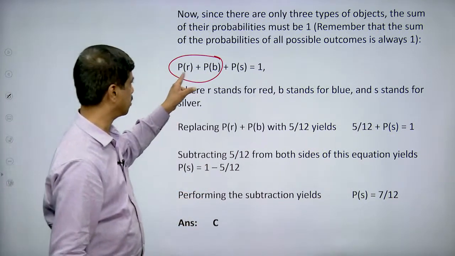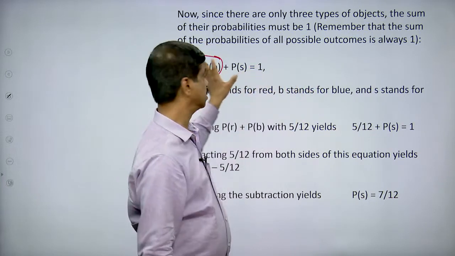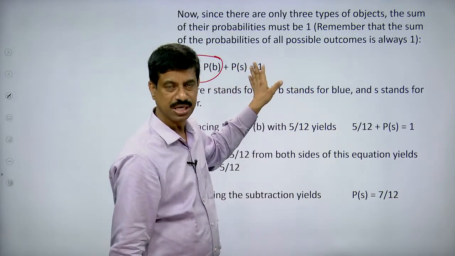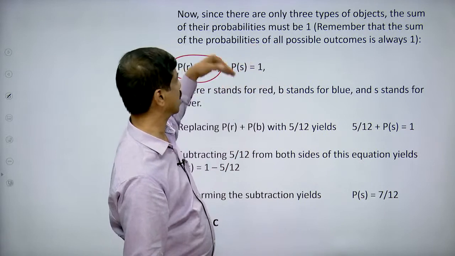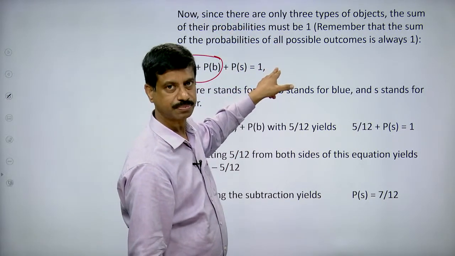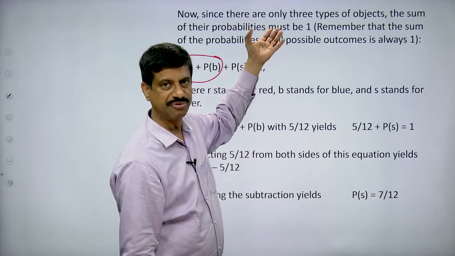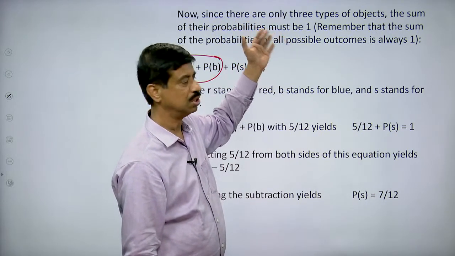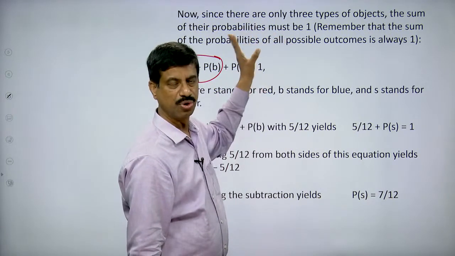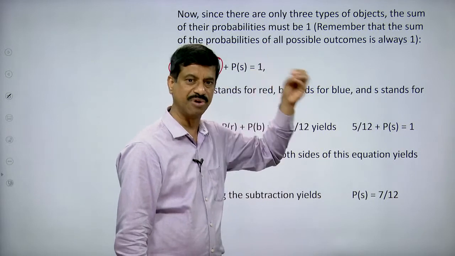The sum of all probabilities in a sample space, if all the events are included, then the sum should be 1. If some events are missing, then the sum will not be equal to 1. Say a fourth event is also there. If I don't add the fourth event's probability, unless it is 0, this will not be equal to 1. So only 3 events are there. So the sum of the probabilities of 3 events should compulsorily be 1.